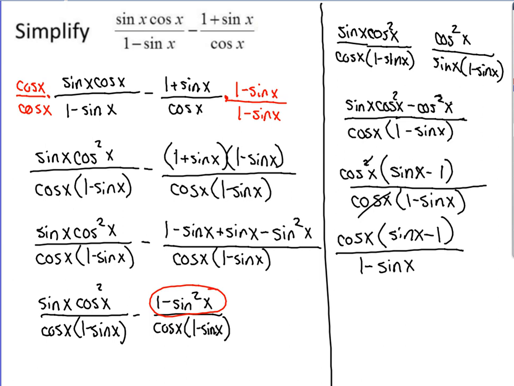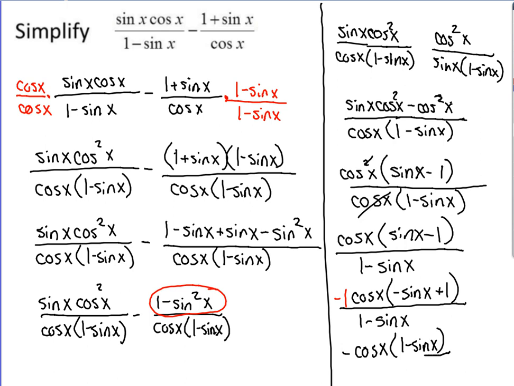If you notice, what's in the numerator and the denominator are very similar, just one's positive and one is negative. So if we factor out a negative 1 out of the parentheses on the numerator, sine of x divided by negative 1 gives me negative sine of x, and negative 1 divided by negative 1 gives me a positive 1. So we can rewrite that as negative cosine of x times 1 minus sine of x all over 1 minus sine of x. These 1 minus sine of x will cancel, and that's just going to leave you with negative cosine of x.